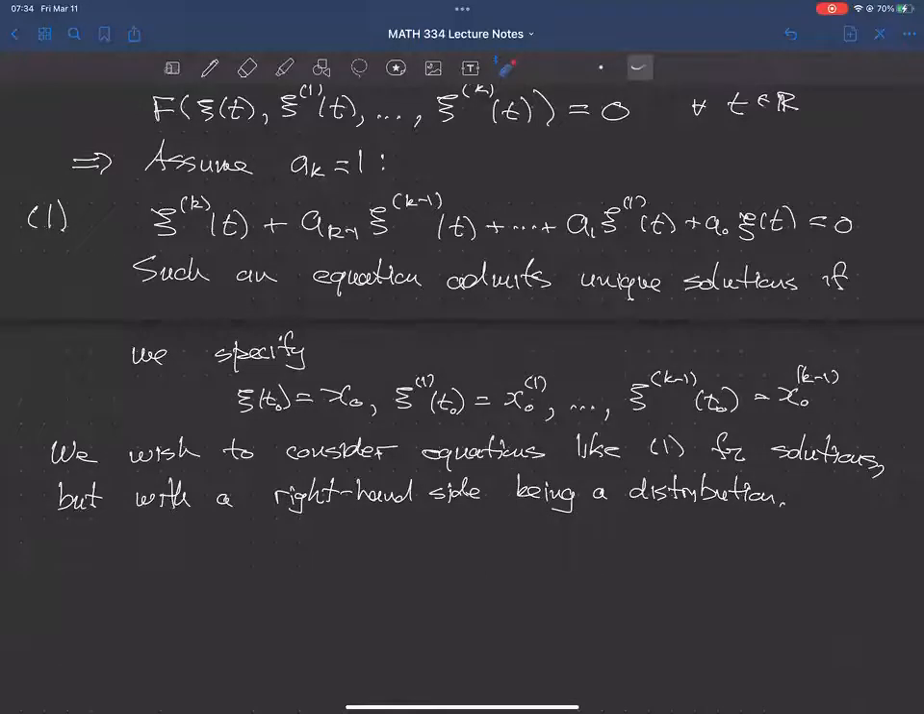And so what you have to do is you have to consider the solutions of the differential equation as themselves being distributions. Okay, so we seek solutions that are distributions.